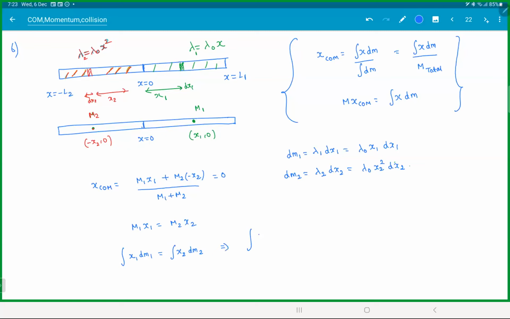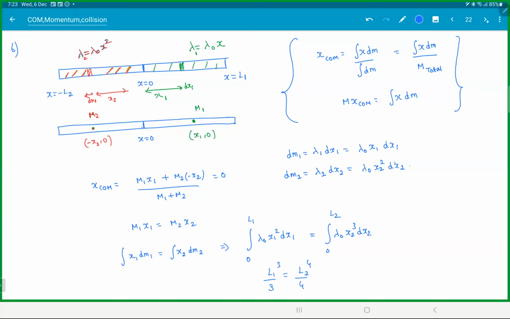Substitute here. This guy would be lambda naught x1 square dx1. x1 will go from 0 to L1. Lambda naught x2 cube dx2. This will go from 0 to L2. Integrate on both sides. This will be L1 cube by 3 is equal to L2 power 4 by 4. That's your answer. If this condition is satisfied, this thing goes off.